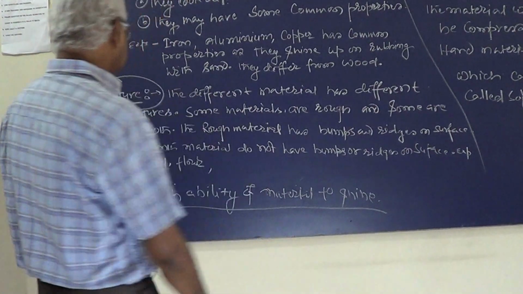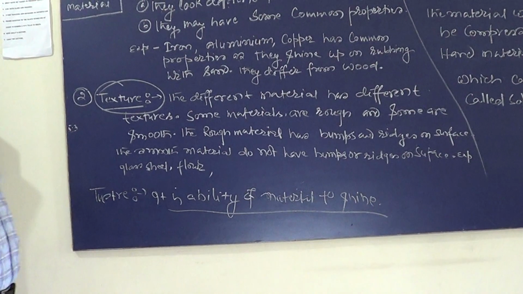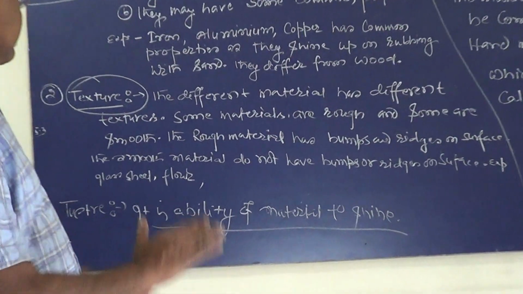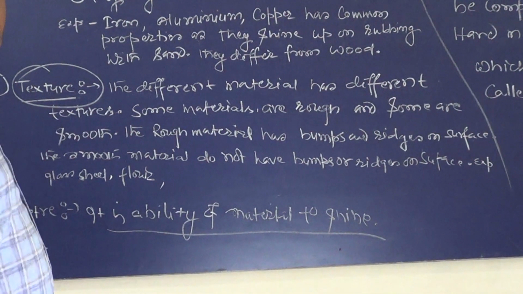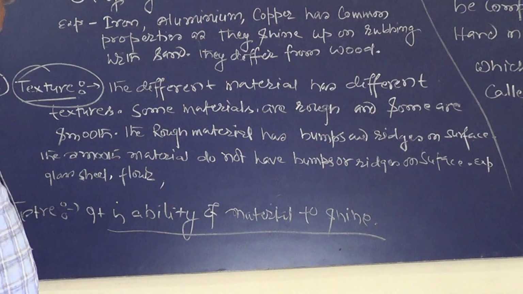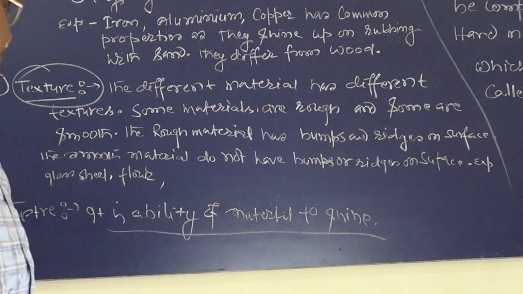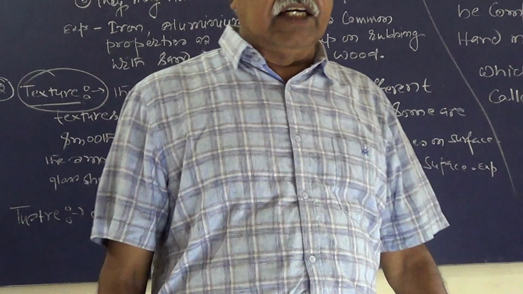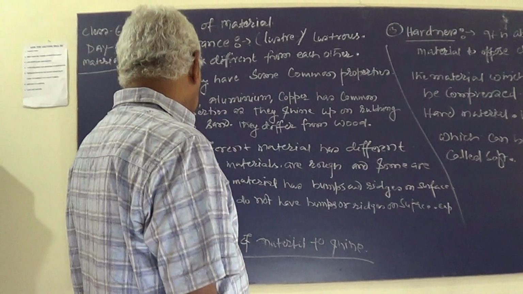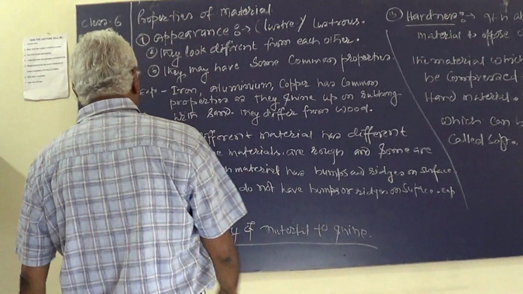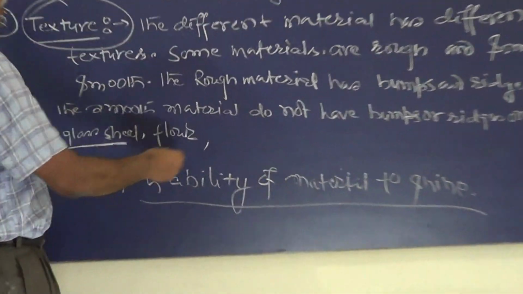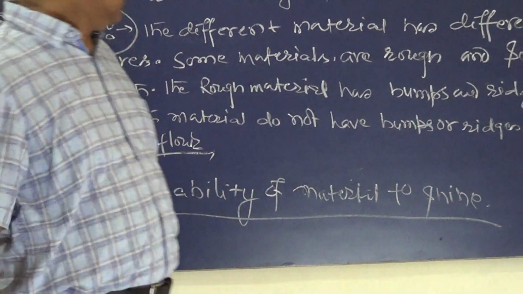So we discussed the difference. Different materials have different textures, and some materials are rough and some are smooth. The rough material has bumps, ridges and surfaces. The smooth material does not have bumps, ridges or surfaces. For example, grass, seed and flowers.